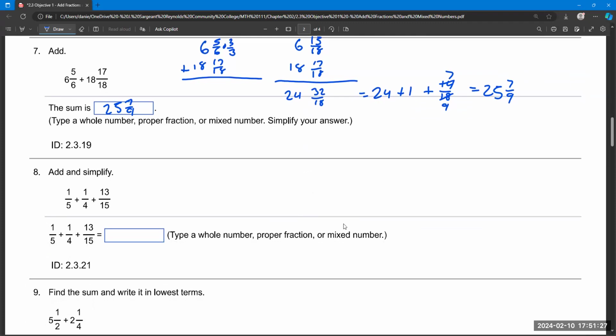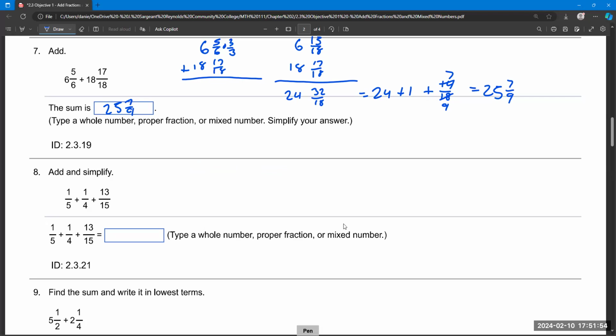Let's make common denominators here and add. So we have a 5, we have a couple 2's, we have a 3 and a 5. So we're going to need 2's, 3's, and 5's in our LCD. And we need 2 2's, and we need 1 3, and we need 1 5. So that makes our common denominator 60.